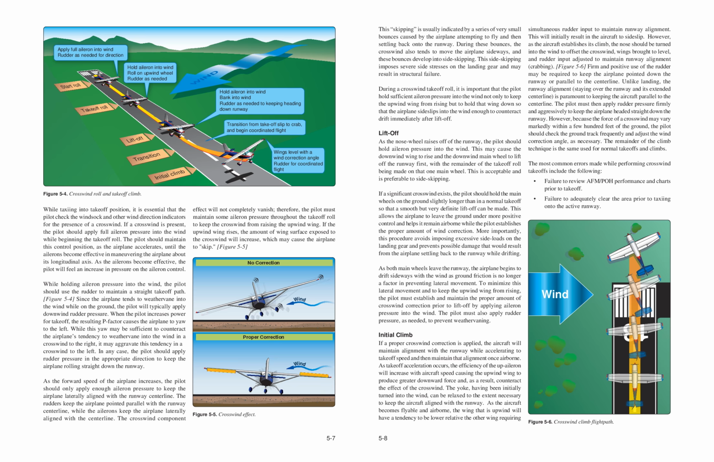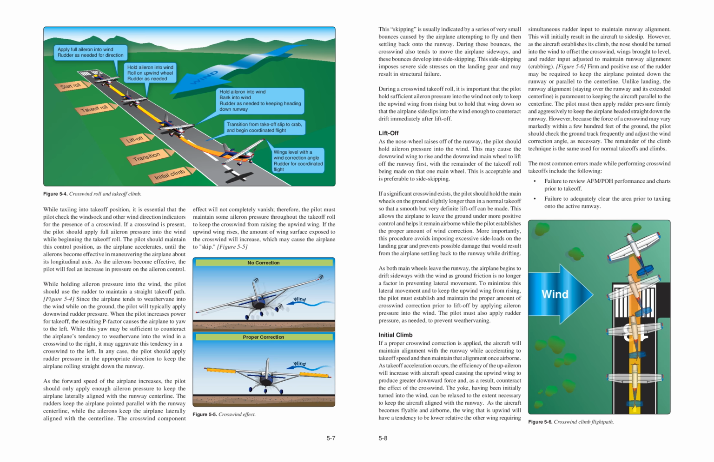Liftoff. As the nose wheel raises off of the runway, the pilot should hold aileron pressure into the wind. This may cause the downwind wing to rise and the downwind main wheel to lift off the runway first, with the remainder of the takeoff roll being made on that one main wheel. This is acceptable and is preferable to side skipping.